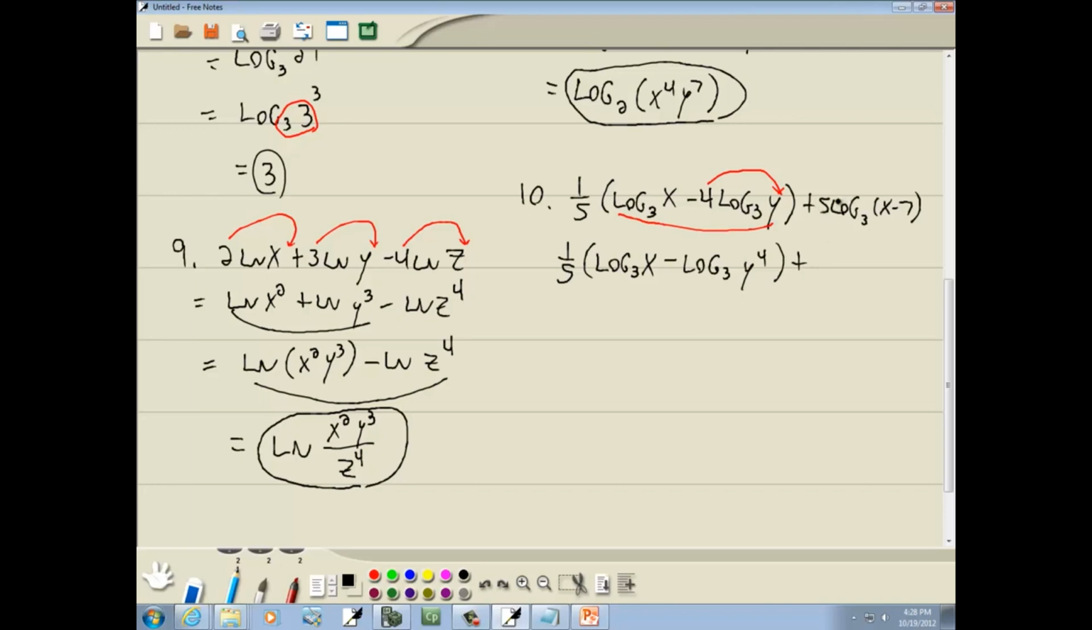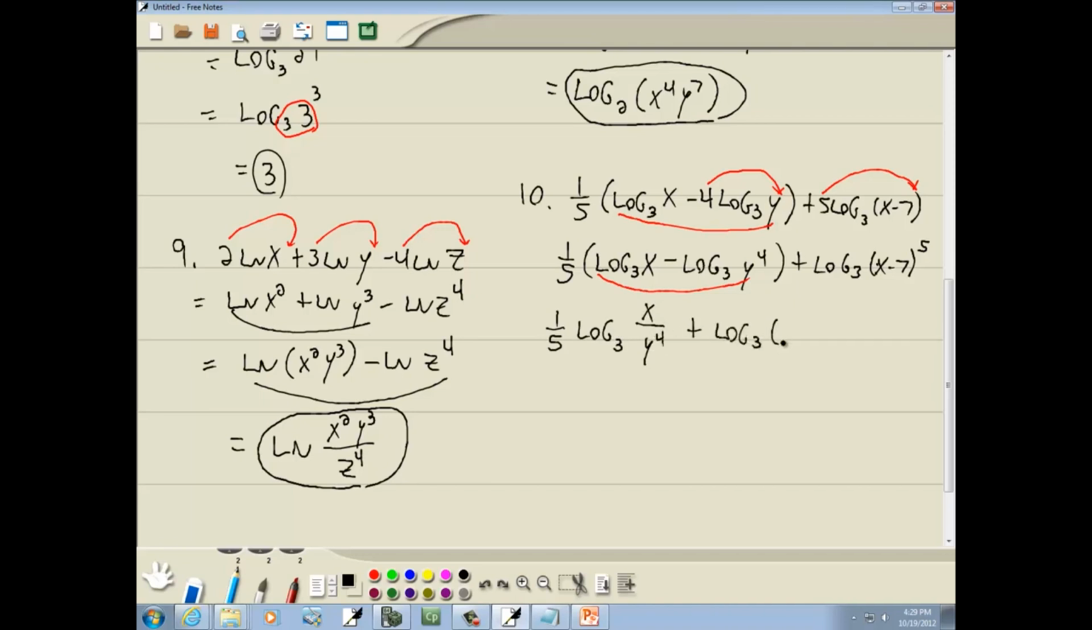Now I know eventually I'm going to have to put the power on this one anyway, so let me go ahead and do it, because we can't use any of the other properties unless there's no number in front of the logs. So here I'm going to rewrite this as x minus 7 to the 5th power. Okay, back to inside the parentheses. Here we have log of something minus log of something. Subtraction becomes division. So this is 1/5 log base 3 of x over y to the 4th.